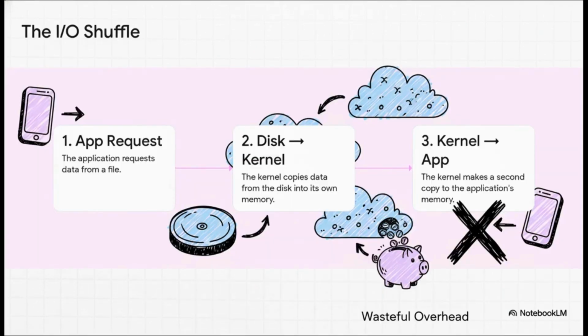Okay, so let's break down this little dance, this shuffle. Your app says, hey, I need some data. The OS kernel goes, sure thing, and it reads the data from the disk into its own private memory space. But here's the catch. Your app can't see it there, so the kernel has to do it all over again. It makes a second copy, this time from its memory into your application's memory. And that second copy, that is pure 100% wasteful overhead.